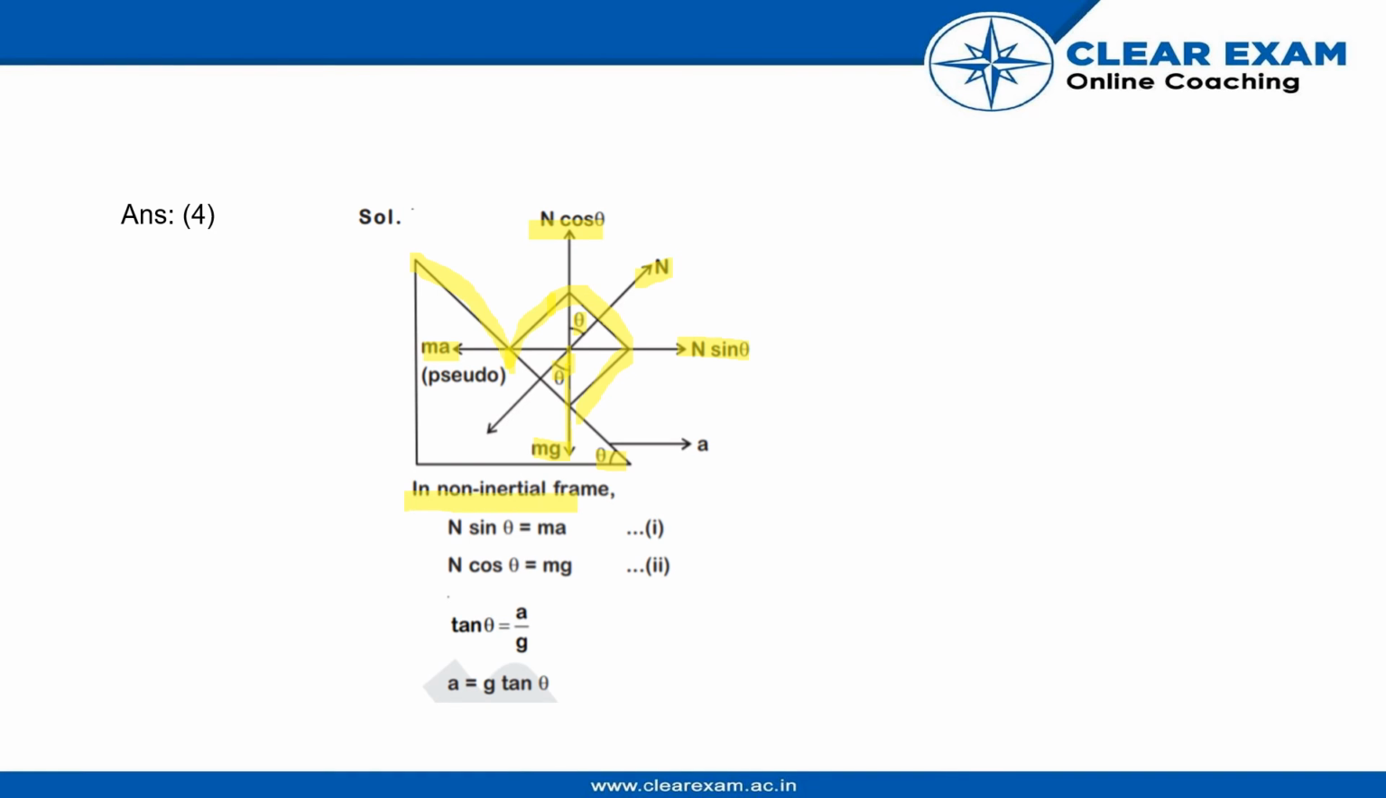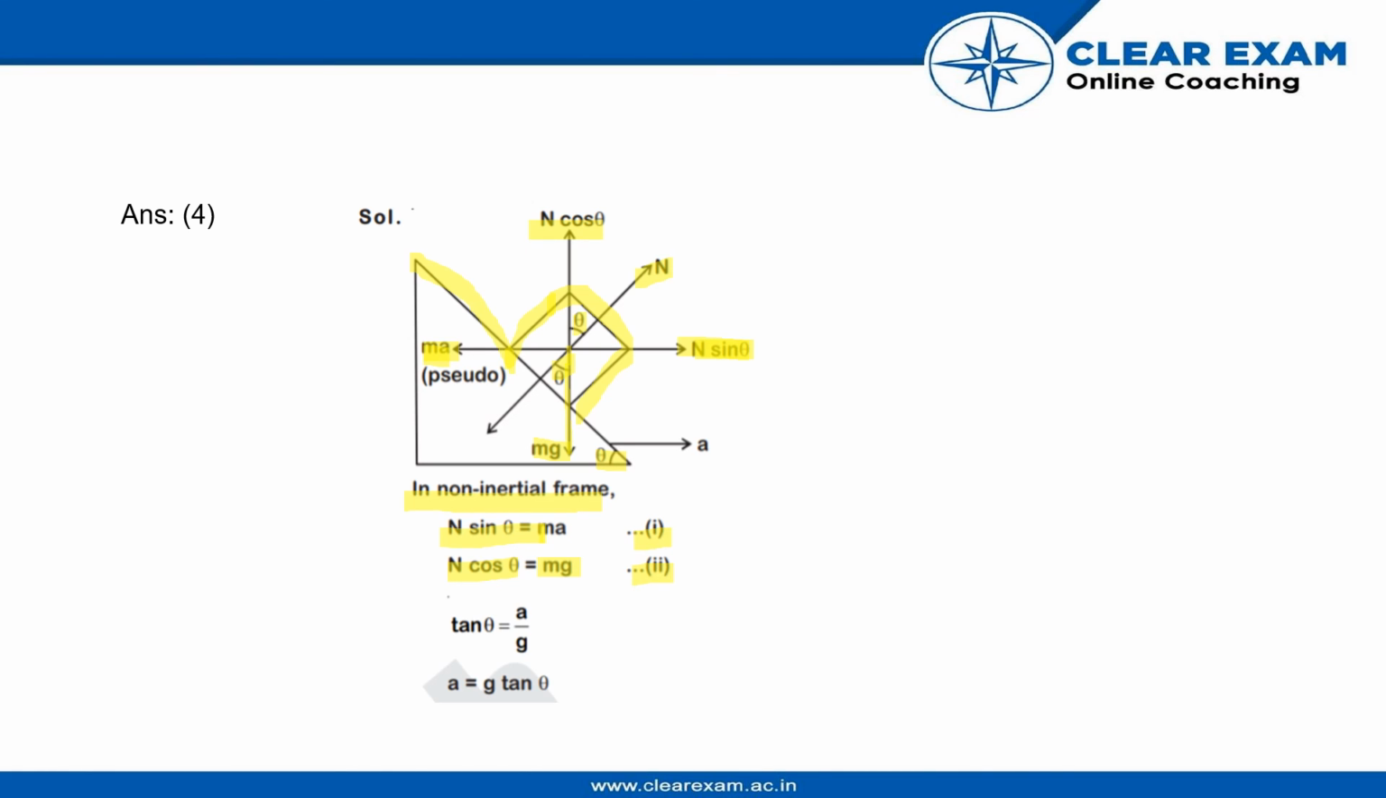So in the non-inertial frame, n sine theta is equal to ma, because these are opposite but equal, and n cos theta is equal to mg. Let's take this as the first and second equation.